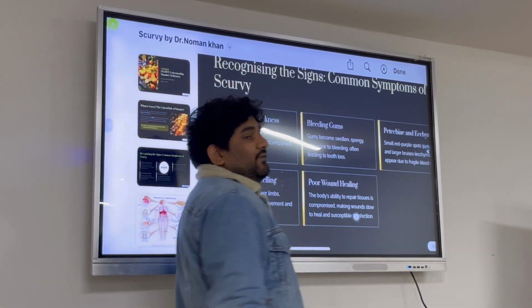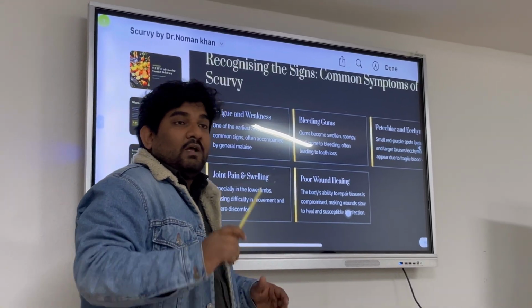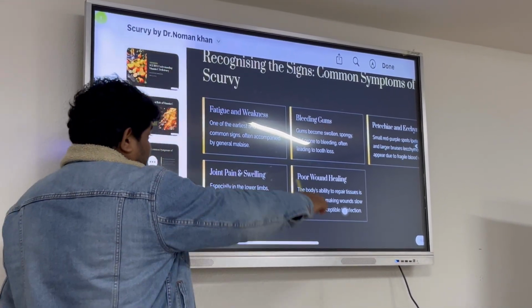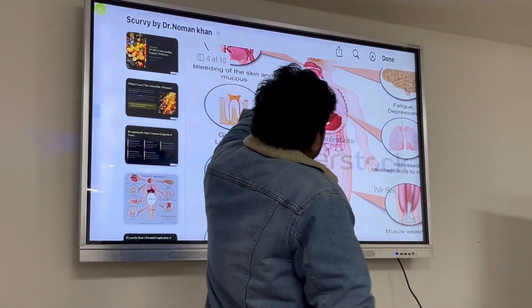If you have vitamin C deficiency, let's suppose you have bleeding in your hand or in your leg, there will not be any clotting formation, because you have had the vitamin C deficiency for a long time. Now see the symptoms.